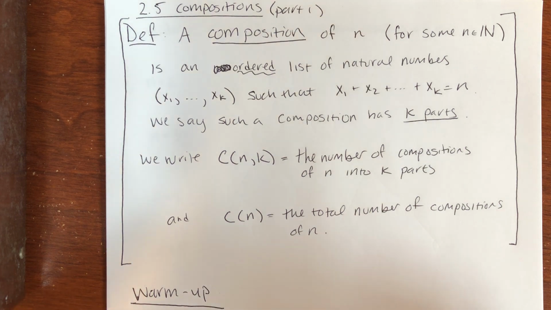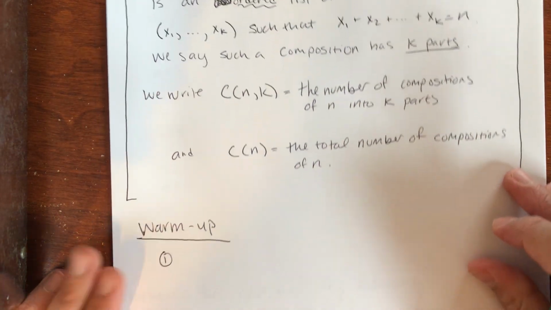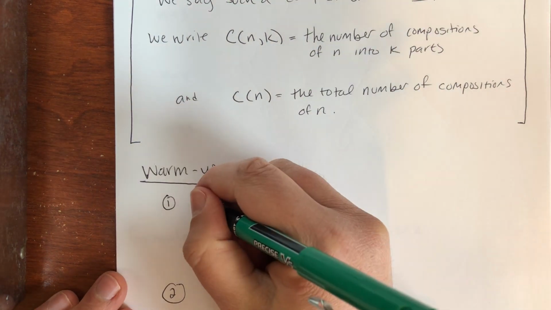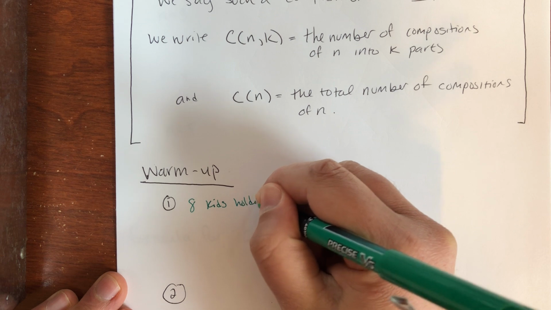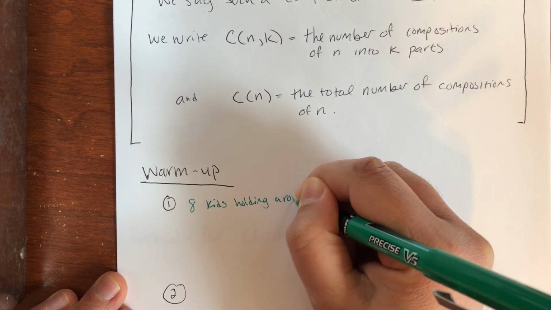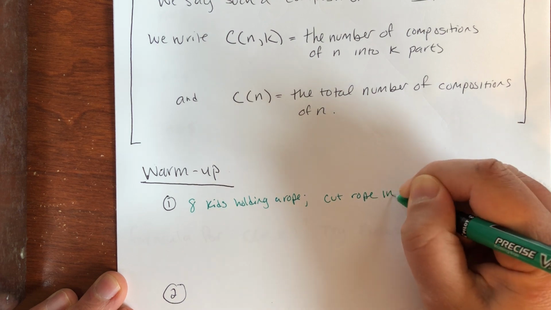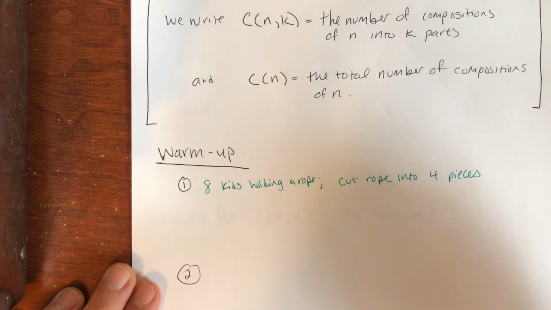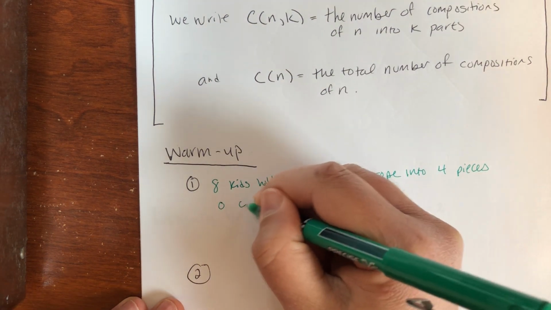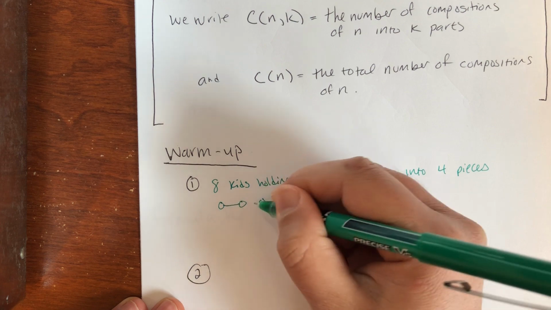So let's try to think about how we could describe those first 2 warm-up problems as composition problems. So in this one we had 8 kids holding a rope, and we needed to cut that rope into 4 pieces, right? But in the end, what that left us with was something like 5, 6, 7, 8. So this was our picture.